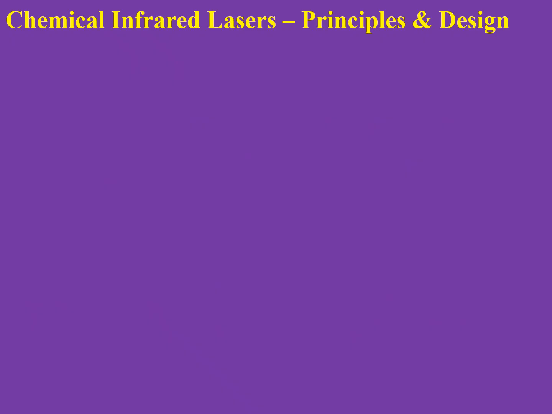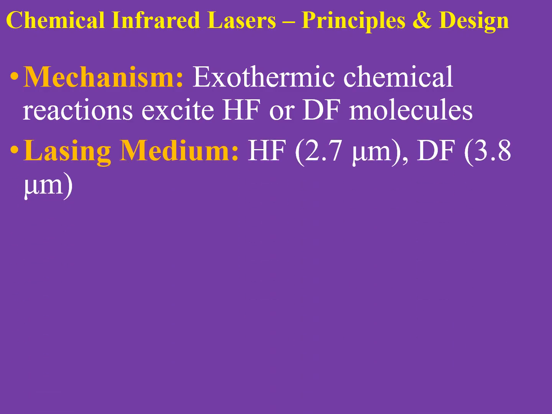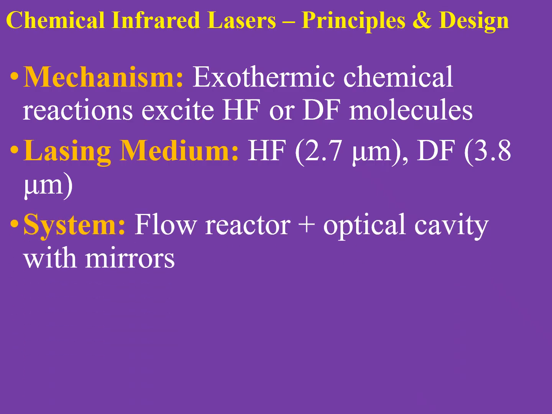I would like to continue my discussion on chemical infrared lasers. Their mechanism is based on exothermic chemical reactions which excite HF or DF molecules. The lasing medium, when we use HF, emits a wavelength of 2.7 micrometers, and when we use DF, it emits 3.8 micrometers as the output wavelength. The system includes a flow reactor plus an optical cavity with mirrors.